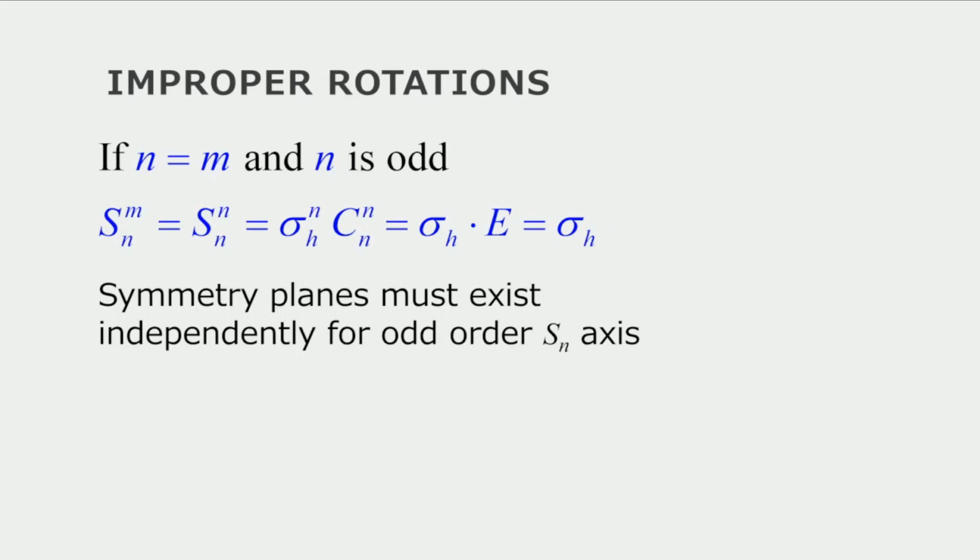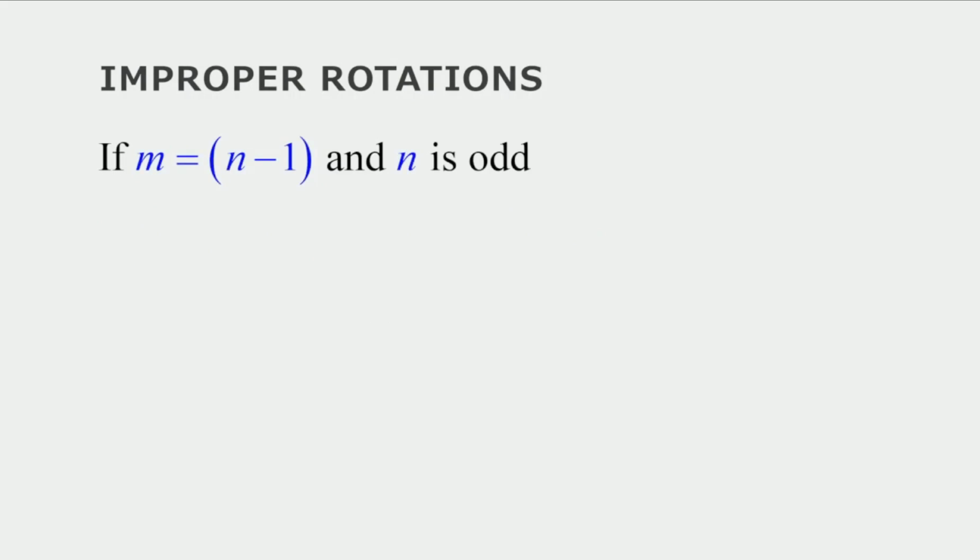Now, if m is equal to n minus 1, that means we are considering the next to last operation. Then in such a case, the improper rotation can be written as Sn to the power n minus 1, right? Which is equal to sigma h to the power n minus 1 into Cn to the power n minus 1. But since n is odd, we are considering an odd improper axis. Since n is odd, n minus 1 will be even. So sigma h to the power n minus 1 will be identity. So this leads to the result of Cn to the power n minus 1.